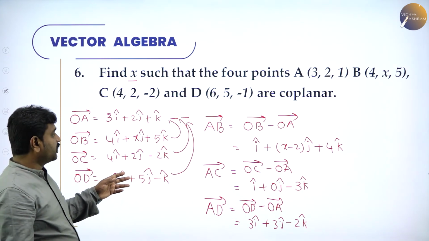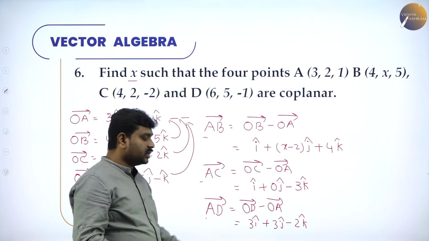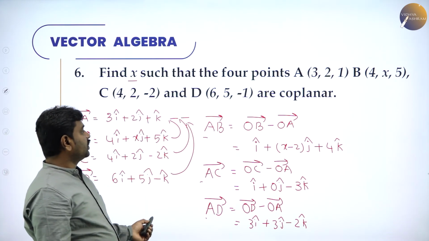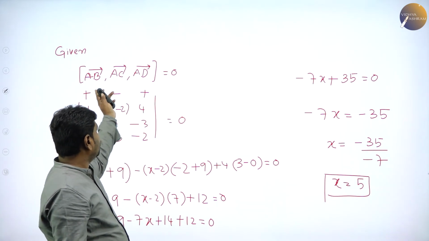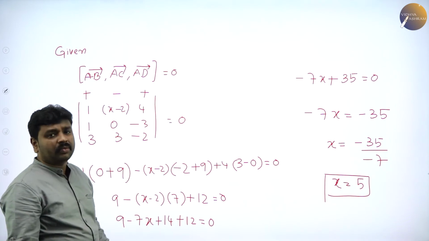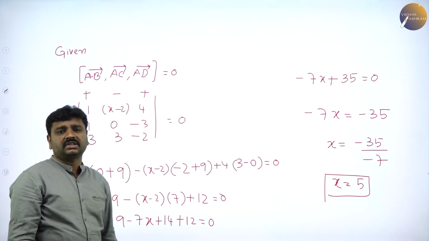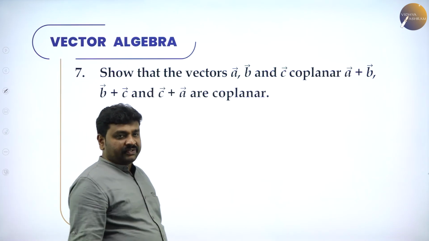They gave 4 points and they told they are coplanar. If the points are coplanar, then co-initial vectors with the same initial point A should also give you 3 coplanar vectors. So we took box AB, AC, AD equal to 0 and we solved and we got 5. Most important problem, the same problem has been repeated twice or more than twice in your board papers. Okay, now we'll go to the 7th problem.